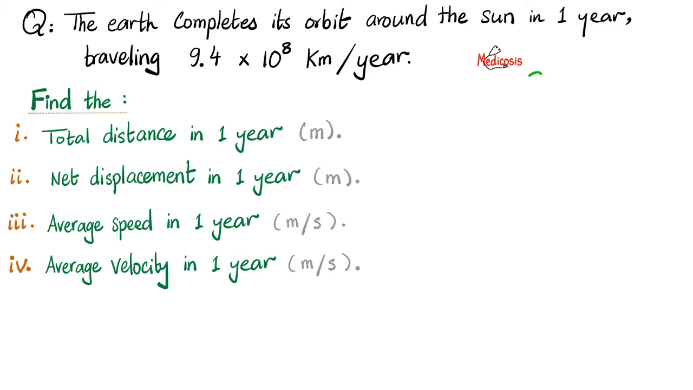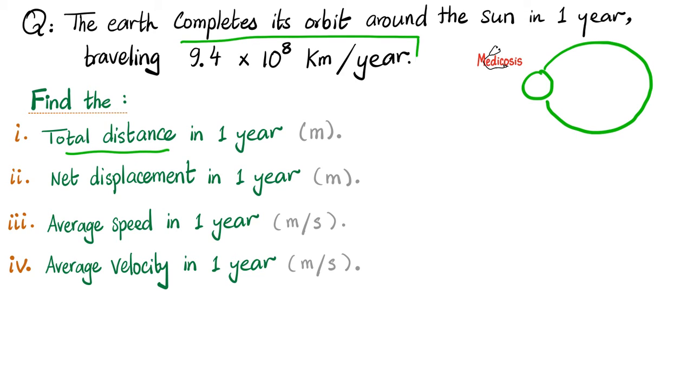Okie dokie, here is the Earth, and here's the orbit around the Sun until I come back to the origin. And all of that is how much? It is 9.4 times 10 power 8 kilometers per year. So I got the total distance. The total distance is this number right here. That's it. It is 9.4 times 10 power 8 kilometers. That's the final answer for the total distance.